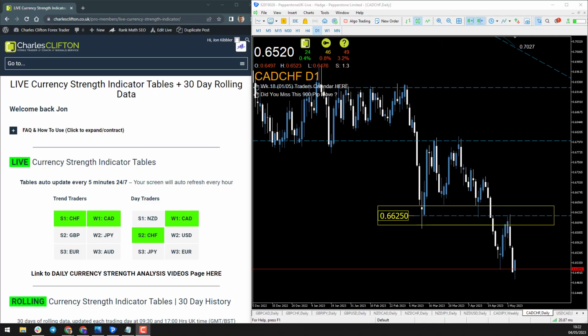I made 60 pips on CAD Swiss short just in one day using the Forex currency strength indicator tables. Here's how you can too.